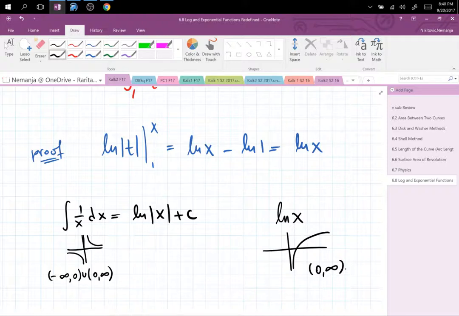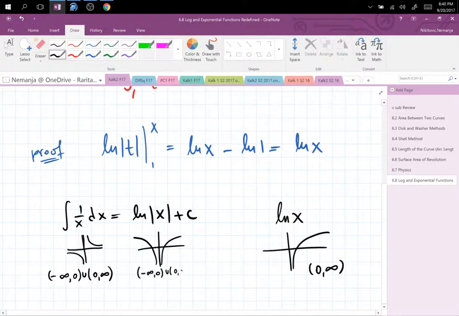What absolute value does is introduce another branch over here, and then your domain matches the domain before you apply the integral. It actually allows you to have the graph whose domain matches the domain of the input, and you have satisfied that. So I just wanted to put that aside so you know.